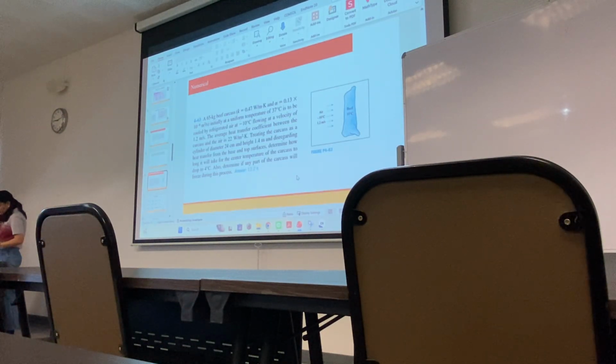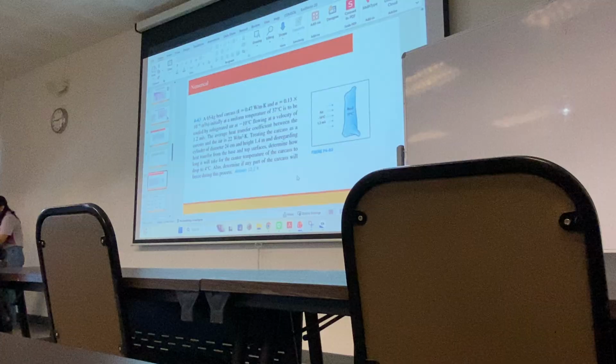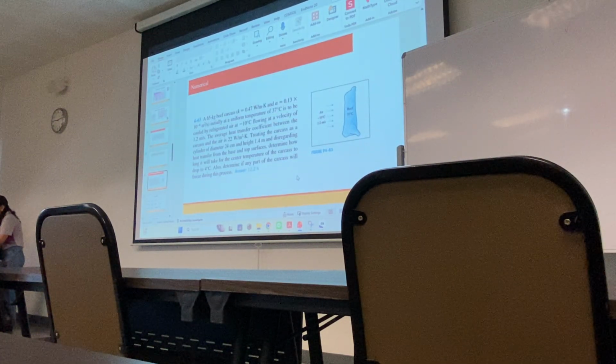Okay, so we have a 65 kg beef. The values of the thermal conductivity and diffusivity of the beef are given. Initially it is at a uniform temperature of 37 degrees Celsius. The room temperature is 37 degrees Celsius. The beef at 37 degrees Celsius is to be cooled by refrigerated air. This beef piece is in a refrigerator, and the air in it is minus 10 degrees Celsius, flowing at a velocity of 1.2 meters per second.